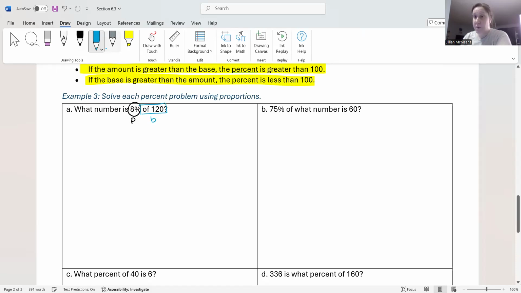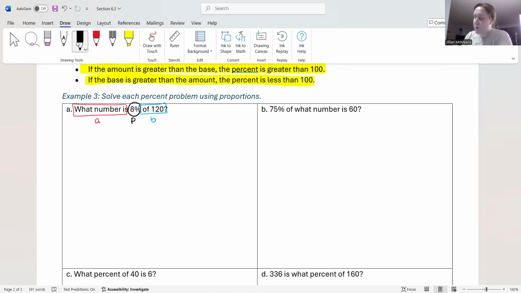So I'm going to take my percent, I'm going to apply it to this base, and you'll see this when we do the cross multiplying. And the result is going to be some unknown value. So what number is 8% of 120? Well, we don't know yet, but we'll figure it out.